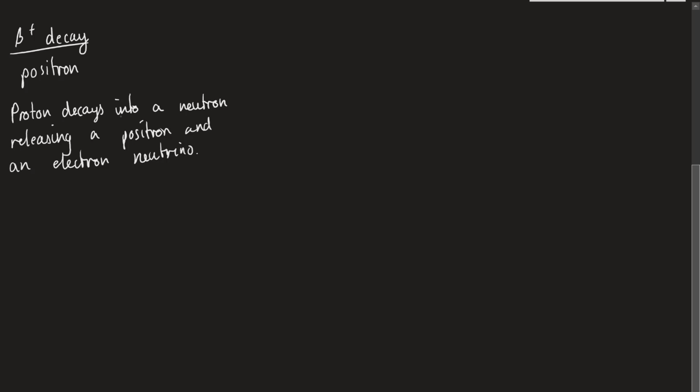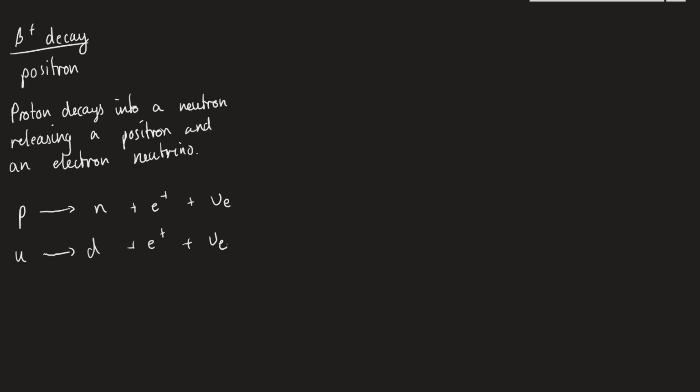But we can write an equation for this, so a proton decays into a neutron plus a positron and an electron neutrino. Notice the difference. This is an electron neutrino, not an anti-electron neutrino, and we're going to see why this is the case when we look at conserving quantum values in another video. But we can also go a bit deeper, and we can say, well, this is a proton, so it's going from an up quark to a down quark plus all the other stuff in the equation. And this is beta plus decay. So it's basically the direct opposite of beta minus decay.